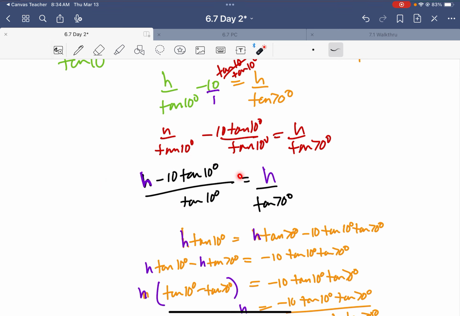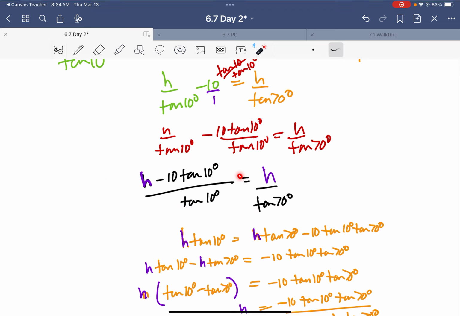Now you see that I have h here and here, so I want to get all the h's on one side, so I pull it over here. And then I can factor out an h out of both of these terms and get this. And then I divide by what h is multiplied by, and I get this, which if you put it in your calculator, you get that. So that's the height of the mountain.